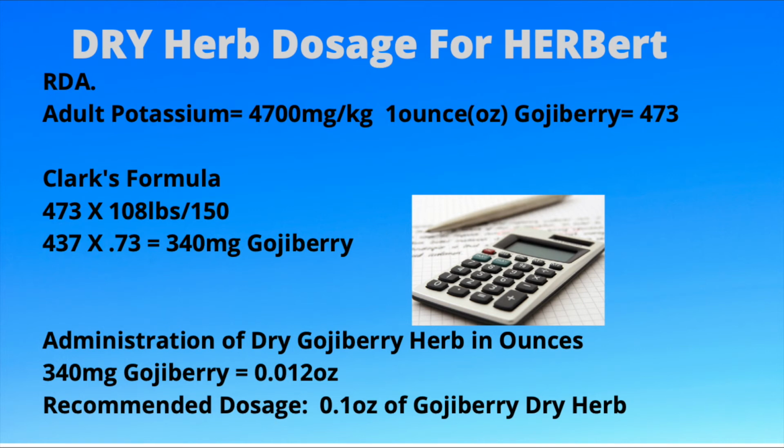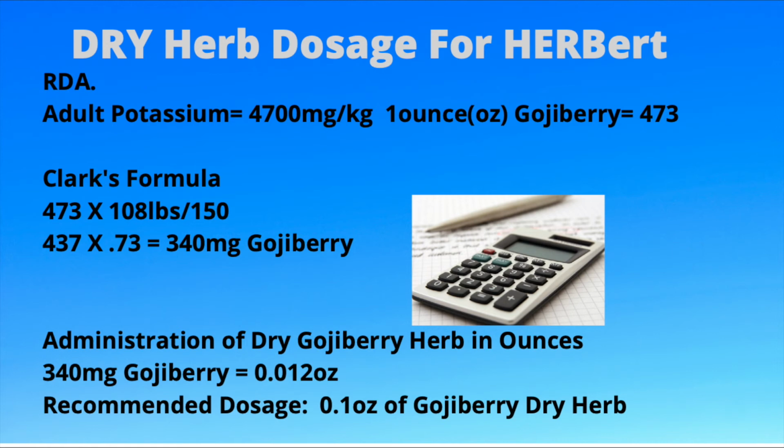So that's simply telling me that the adult dosage for Gojiberry is 473 milligrams for potassium. Gojiberry also has what we call vitamin A, but for this particular client, he's focusing on his potassium, but he will be getting his vitamin A as well. Now, we're going to use this in my favorite formula, as I stated before, which is the Clark's formula.